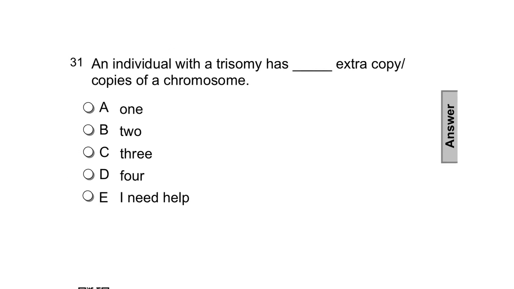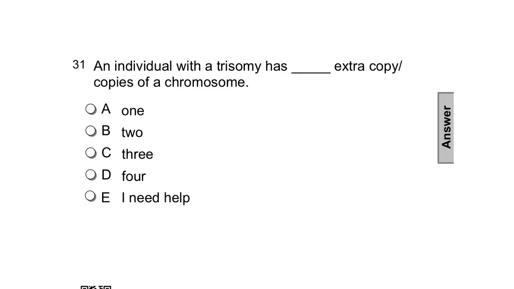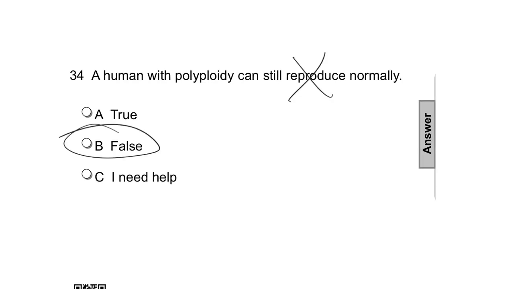An individual with trisomy has an extra copy of a chromosome. You've got three chromosomes instead of two. If you have polyploidy, you won't even survive the embryo stage. So there's no way you can reproduce. So that's a false statement.